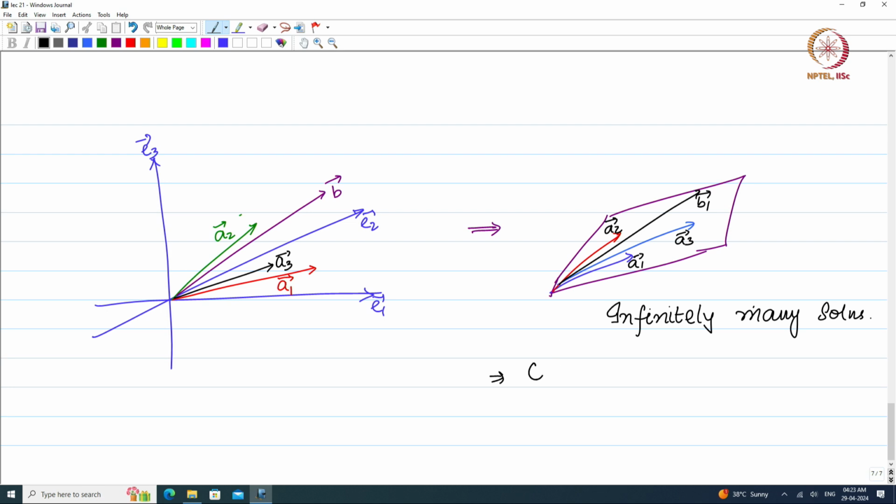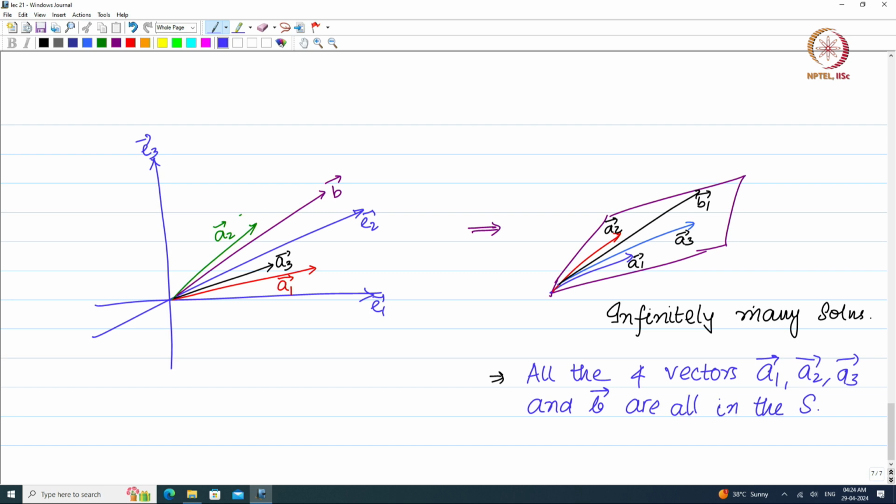This means we will say that all the 4 vectors a1, a2, a3 and b are all in the same plane. So, infinitely many solutions corresponds to this scenario.